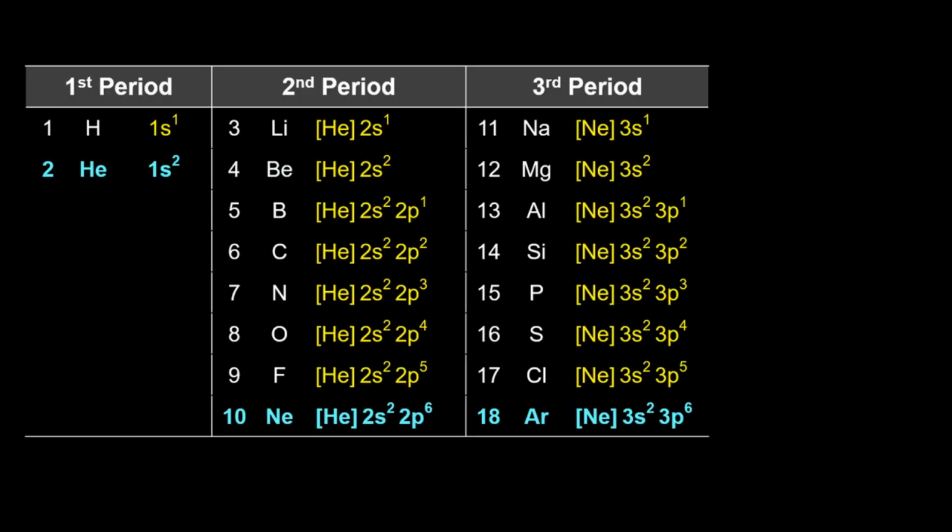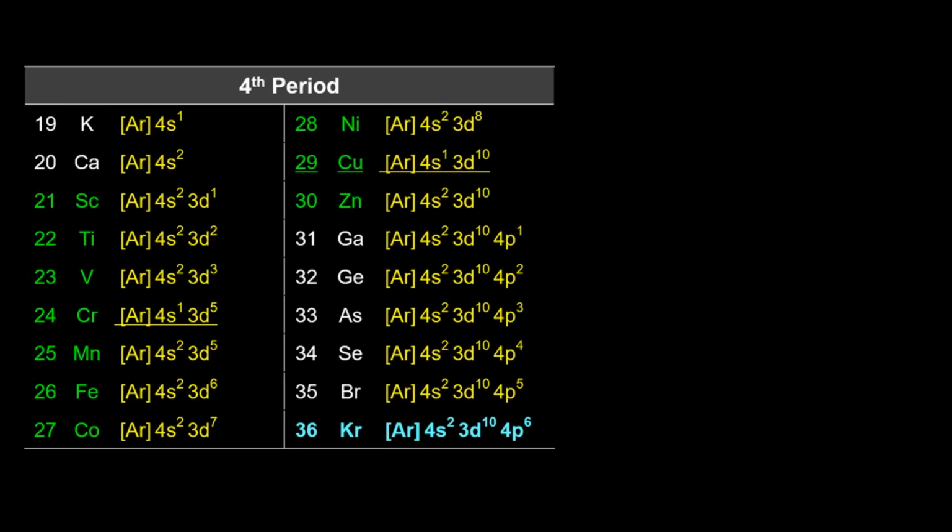Here's a table showing the electron configurations of elements up to the fourth period, and they all follow the three rules we just talked about. You can refer to the table as I walk you through a few important patterns. Now, let's zoom in on the transition metals in the fourth period. This is where things get a little more interesting.